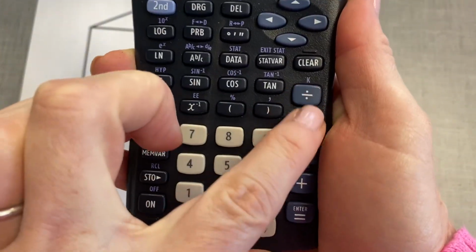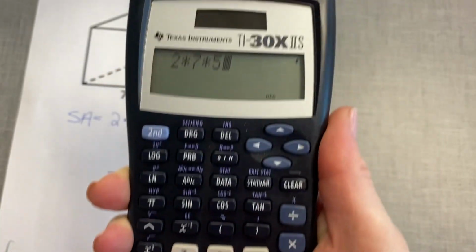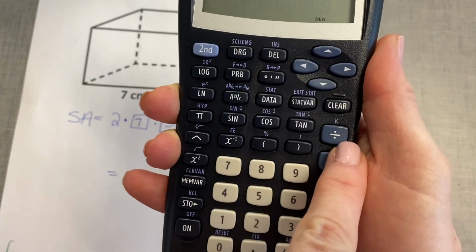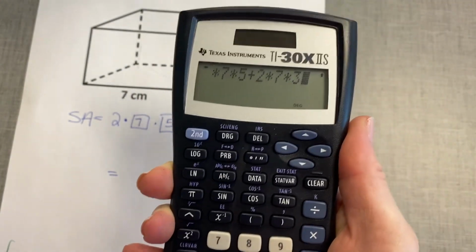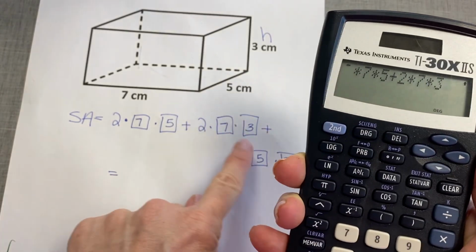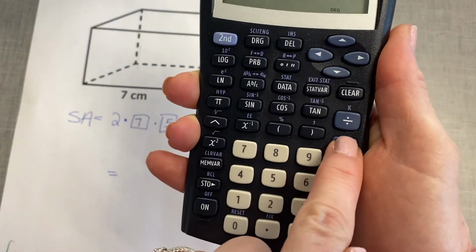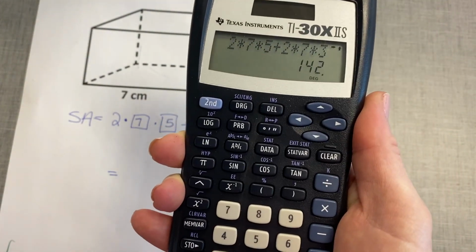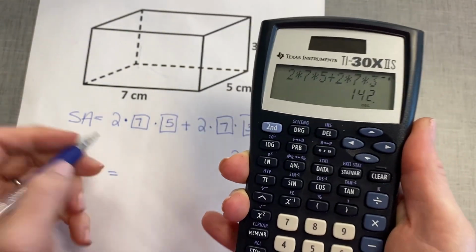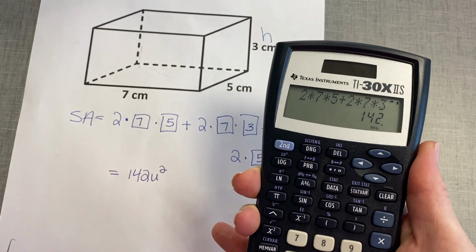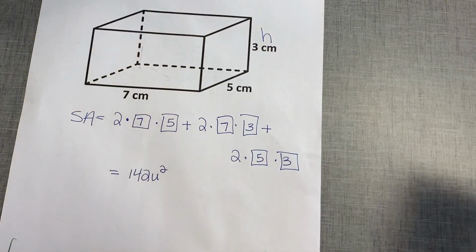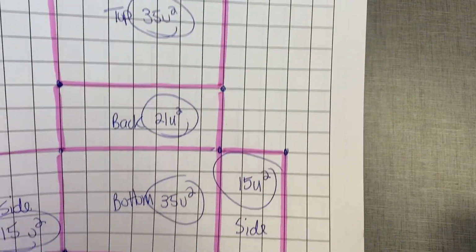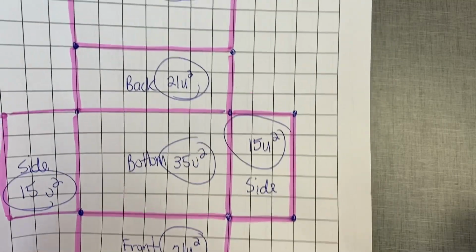Okay, 2 times 7 times 5, plus 2 times 7 times 3, plus 2 times 5 times 3 equals, haha, 142. Amazing. So remember, you can do this one of two ways. You can use the formula for surface area of a rectangular prism, or fold it down into your net, find the area of each face, there are 6 of them, and find it that way.